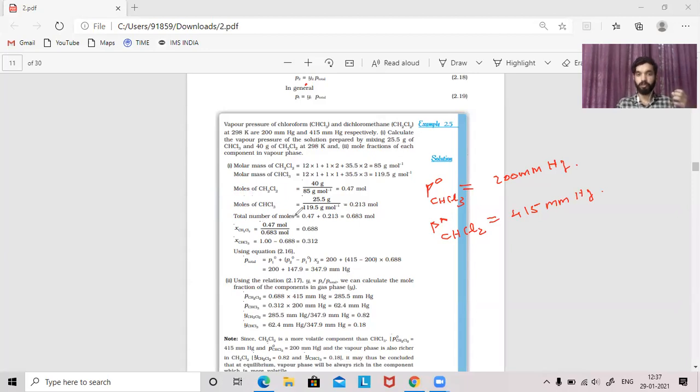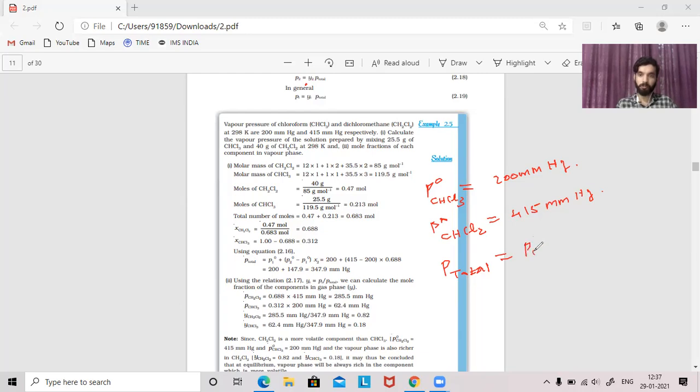So first, by reading the question, we'll check what we have to find. We need to find the total vapor pressure, P total. That's what they are asking in the question. And we'll check, have we studied any equation to calculate total vapor pressure? Yes, we have. P total equals Pa plus Pb, isn't it?